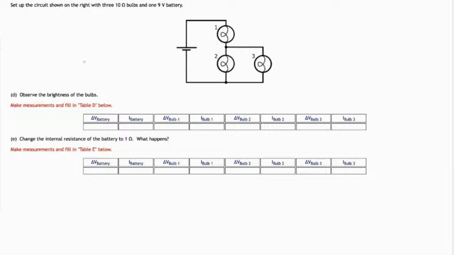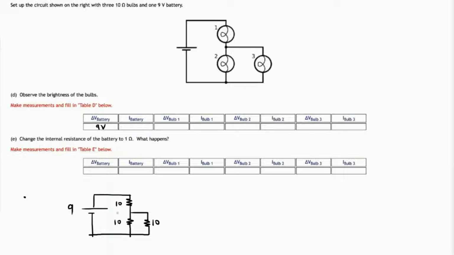So each of the bulbs can actually be assumed as a resistor, right? If you're talking about the first part, then each of the bulbs is replaced by just a resistor. So this is how the circuit is going to look like. And each of the resistors has a value of 10 ohms. So I'm going to write 10, 10, and 10 over here, and the battery is 9 volt. So clearly the potential difference of the battery is 9 volt.